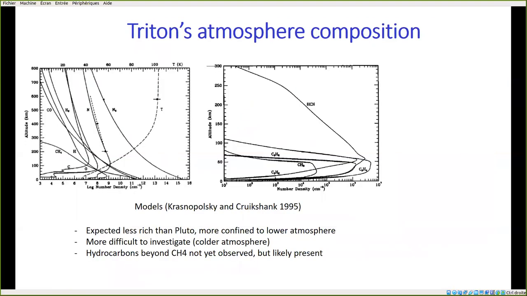On Triton, we know much less, but an essential difference is that because the methane abundance is much weaker and the lower atmosphere temperatures are much colder than on Pluto, the methane is essentially restricted to the near surface only. So the methane gas is essentially optically thin to the solar UV throughout the atmosphere.